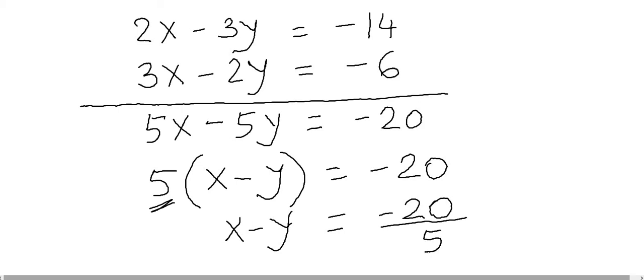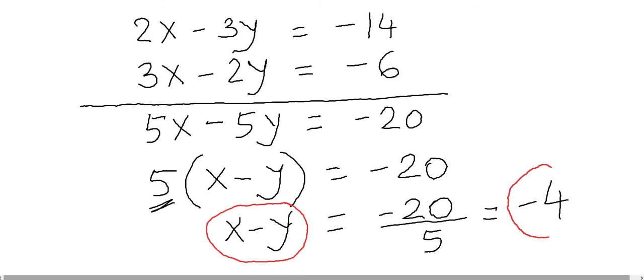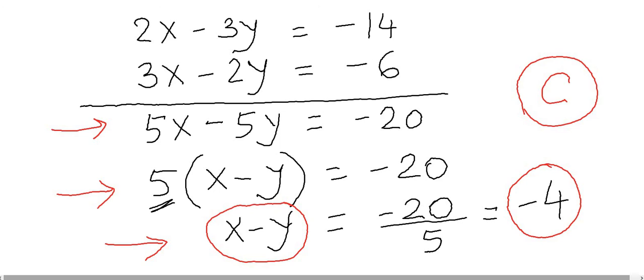right? So which is minus 4. So then that's the answer. X minus y is equal to minus 4. So we just went through one step here where we added the two, got 5 times x minus y, and then we come to the solution of what is x minus y. So that's minus 4, and the answer is option C.